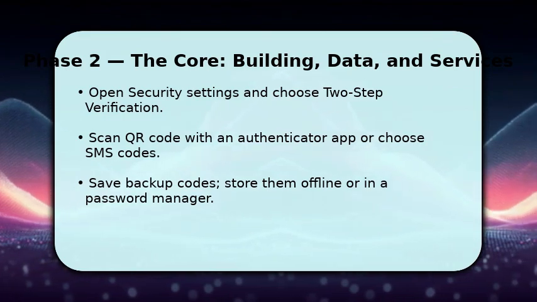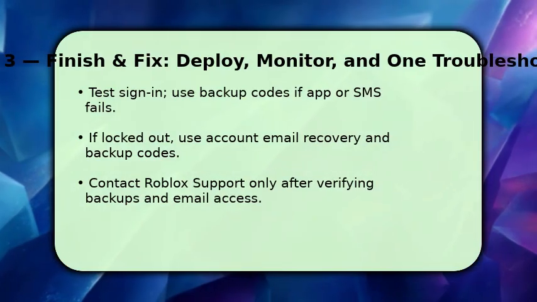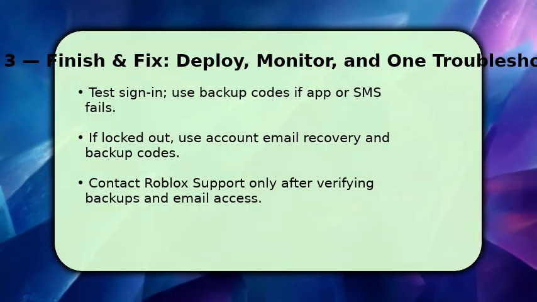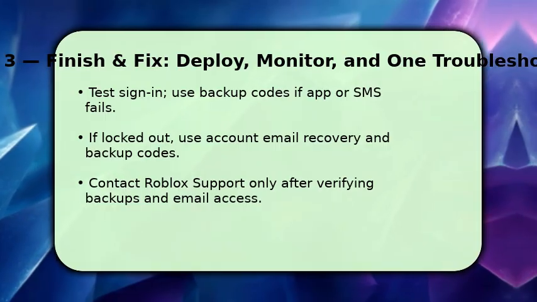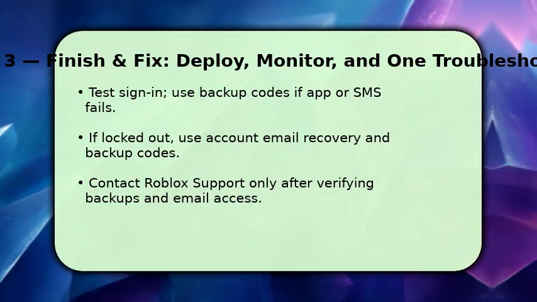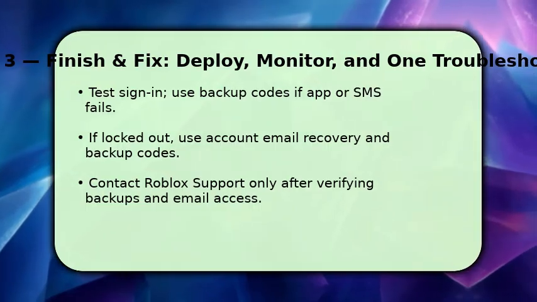You finish by testing a full sign out and sign in, entering the authenticator code or SMS code when prompted. This proves everything is active. If you can't get a code, use one of the saved backup codes or the email recovery option. Those are your safety net.